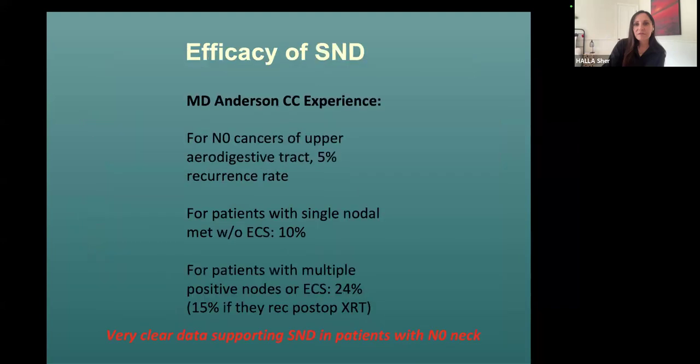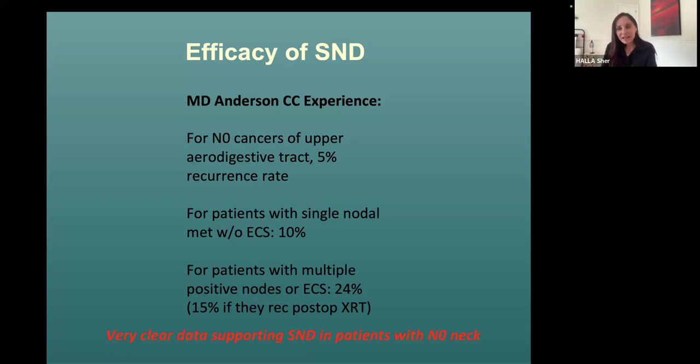So the efficacy of the selective neck dissection, there's actually quite a lot of data on this, but I'm choosing to highlight the MD Anderson Cancer Center experience. So in their experience of volumes of selective neck dissections for N0 cancers of the upper aerodigestive tract, there's a 5% risk of recurrence, which is quite low. For patients who have a single nodal involvement, that risk of recurrence is still low, 10%.